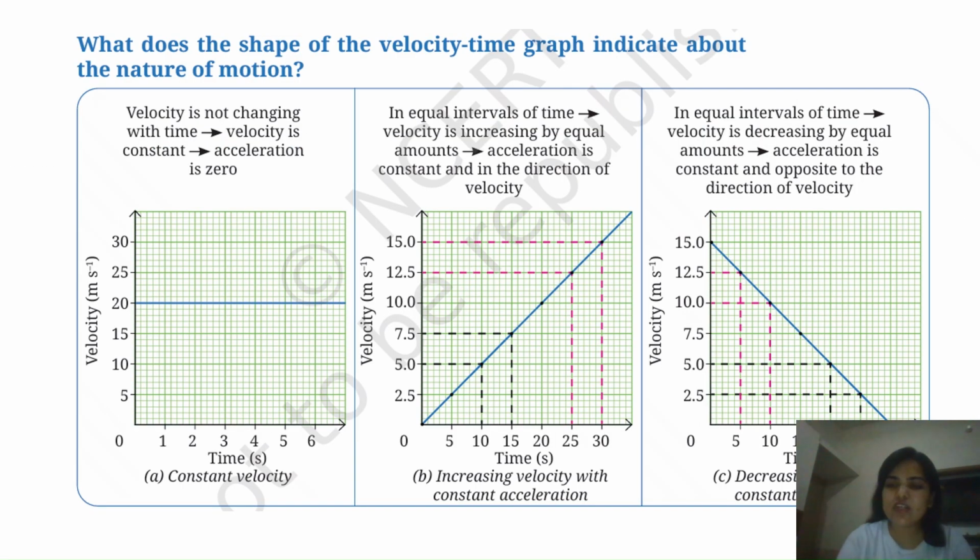When the velocity of the car is constant, the velocity time graph is a straight line as shown in this figure. It is a straight line parallel to the x-axis and the acceleration is 0. The second velocity time graph indicates that the velocity is increasing with a constant acceleration in the direction of the velocity. The third velocity time graph indicates that the velocity is decreasing with a constant acceleration opposite to the direction of the velocity.